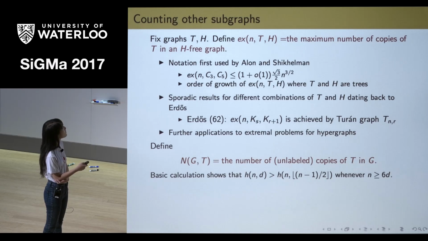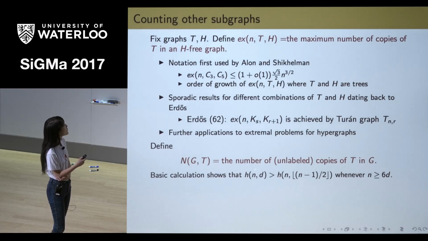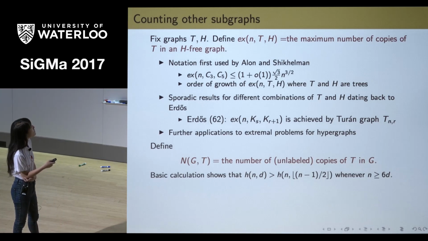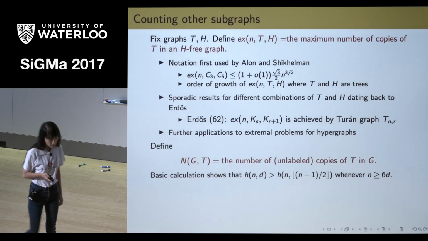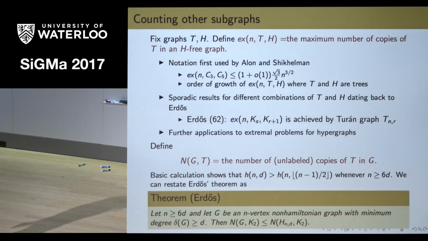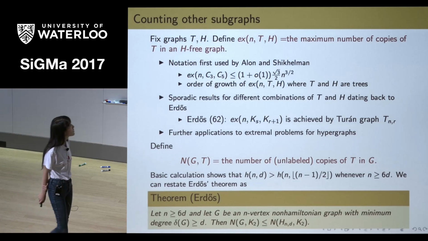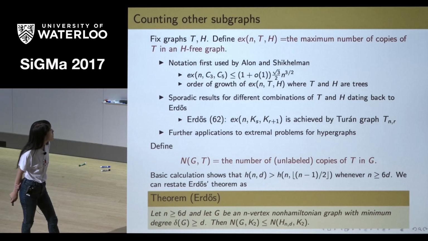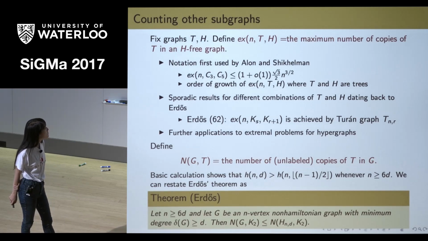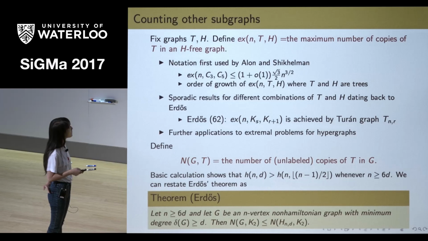You can check using calculus that this function h(n, d) is bigger than the other function whenever n is large compared to d, at least 60. So we can restate the theorem as: for n at least 60, if G is an n-vertex non-Hamiltonian graph with minimum degree at least d, then N(G, K2), the number of edges in G, is at most N(H(n, d), K2), the number of edges in our extremal example, H(n, d).